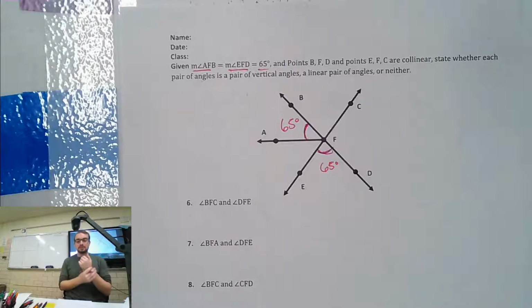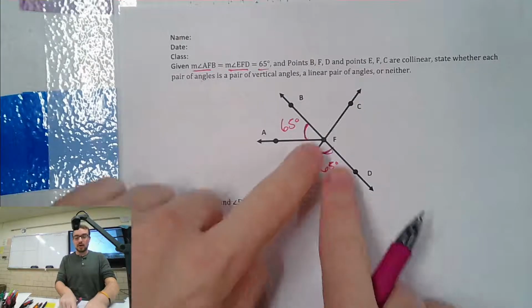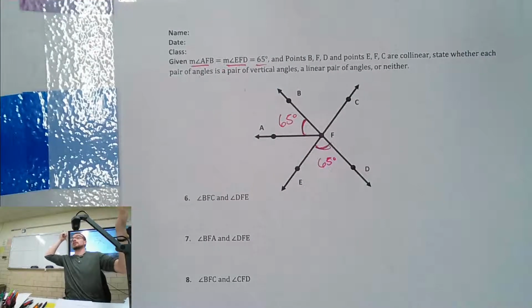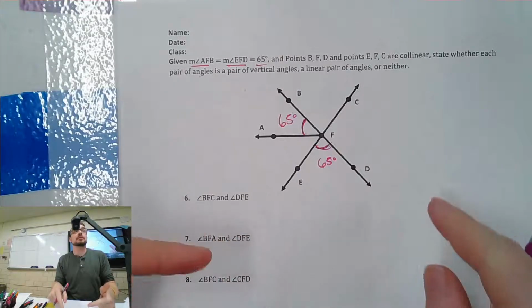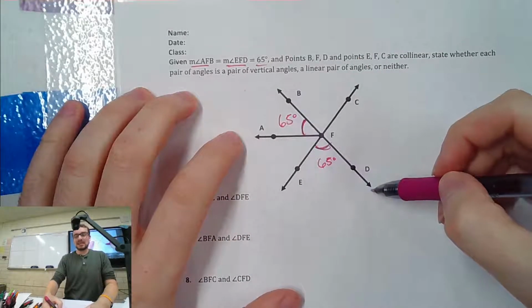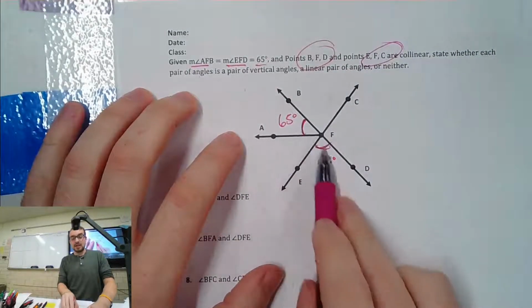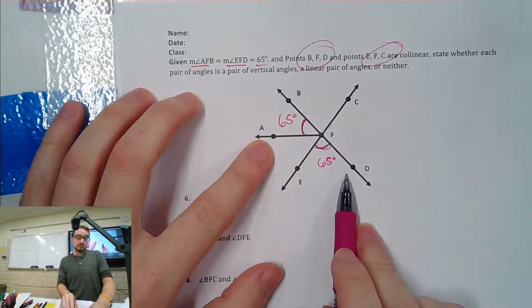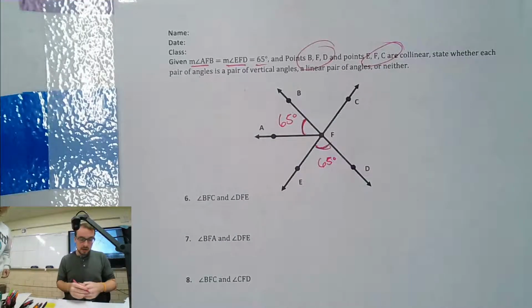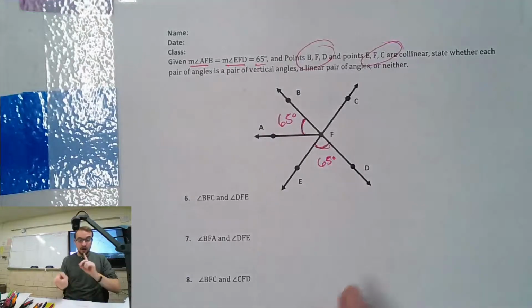They tell you that points B, F, D and E, F, C are collinear, which means they are lines. So your eyes do not deceive you. I'm going to give you a different diagram tomorrow than this. You might look at this and wonder if that's a line or not. Well, they tell you it is. AFD, I assume you can tell it's not. Help yourself. State whether each pair of angles given here are vertical, linear pair, or neither.